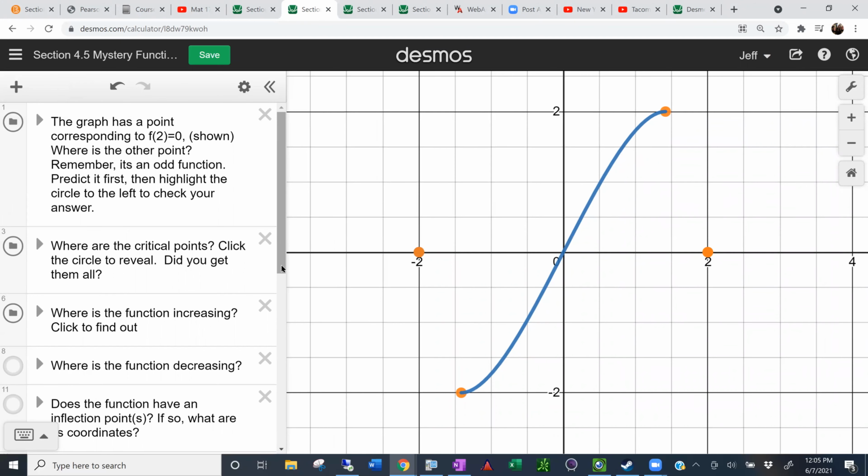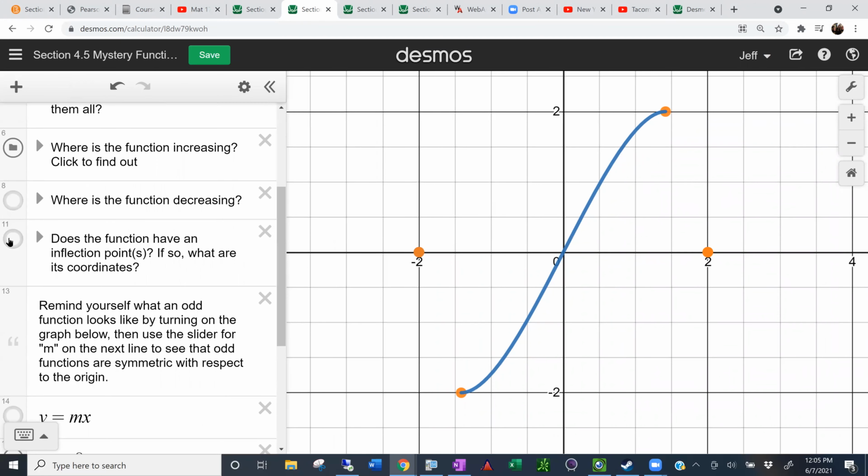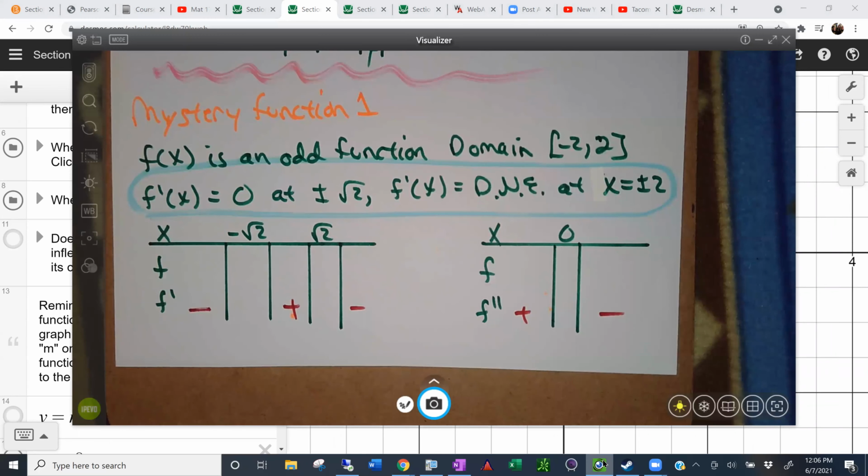Where's the function decreasing? Well, it's got to be decreasing everywhere else. So that's kind of easy right there. Does the function have any inflection points? If so, what are its coordinates? So let's look back here. How could I tell that the function has an inflection point? What happens at an inflection point? What information would help me locate an inflection point?